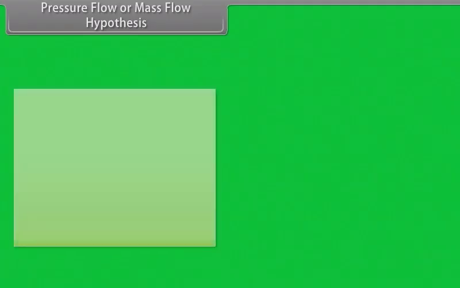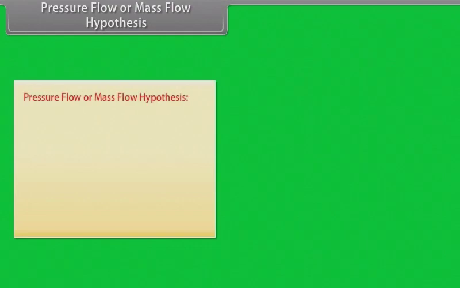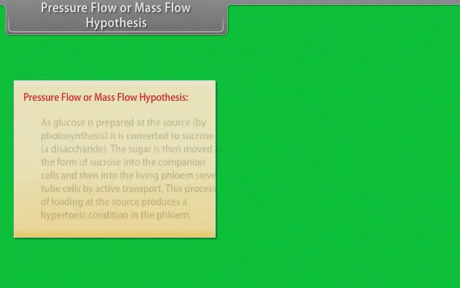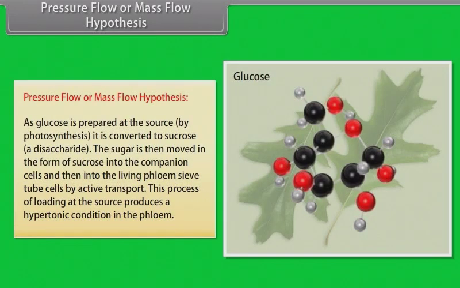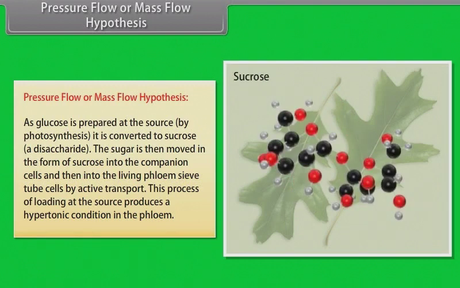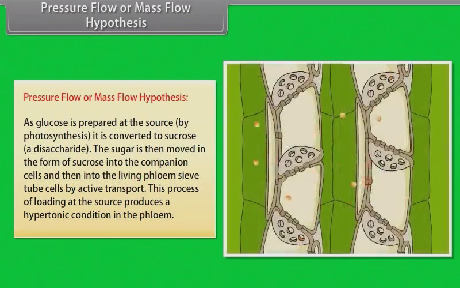Pressure flow or mass flow hypothesis. The pressure flow or mass flow hypothesis is the accepted mechanism used for the translocation of sugars from source to sink. Glucose is prepared at the source by photosynthesis. It is converted to sucrose. The sugar is then moved in the form of sucrose into the companion cells and then into the living phloem sieve tube cells by active transport.